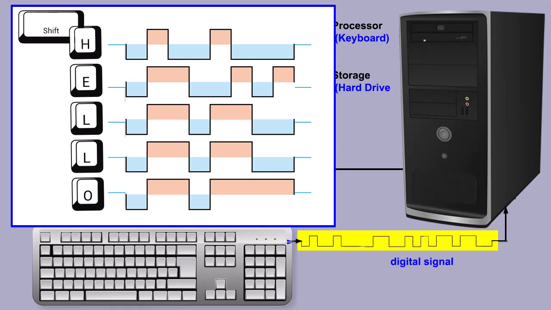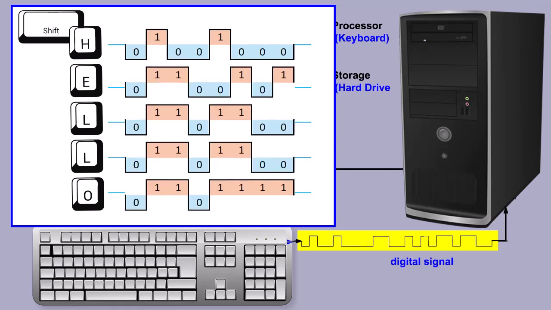But to make it even more distinguishable, let's assign a 1 to the high voltages and a 0 to the low or no voltages. It's easier for us as humans to work with patterns of 1s and 0s. And we can thus designate everything the computer understands as a 1 or a 0.